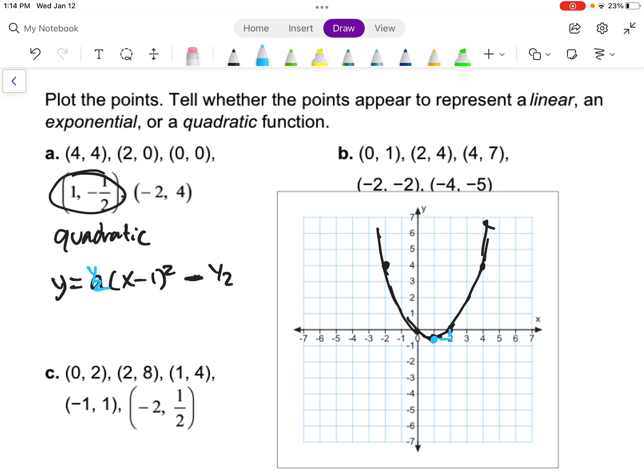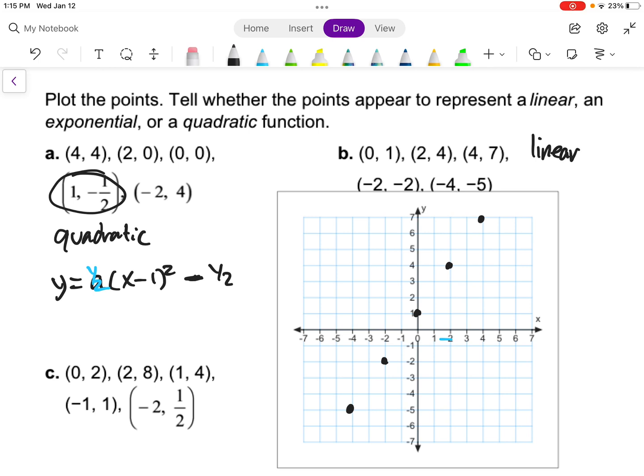Okay, let's try B. For B we're going to plot those points. We have a point at 0, 1, 2, 4, 4, 7, negative 2, negative 2, and negative 4, negative 5. Hopefully that makes it pretty clear what the pattern is. This one is linear.